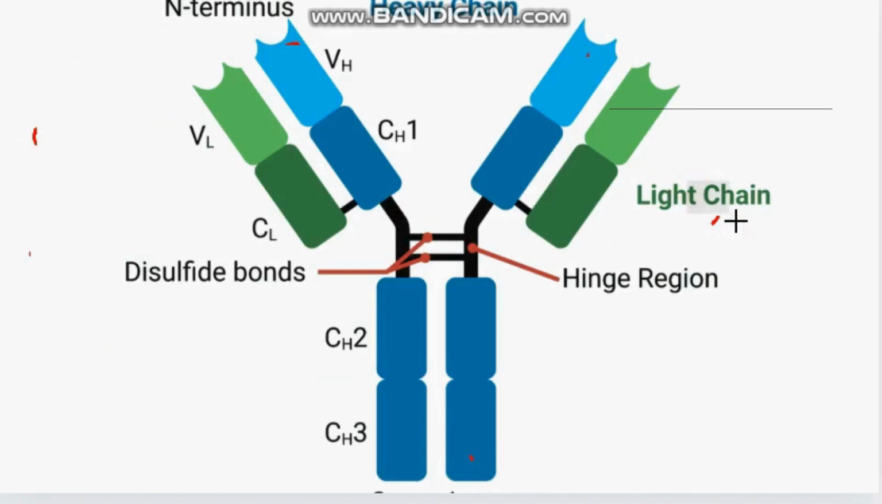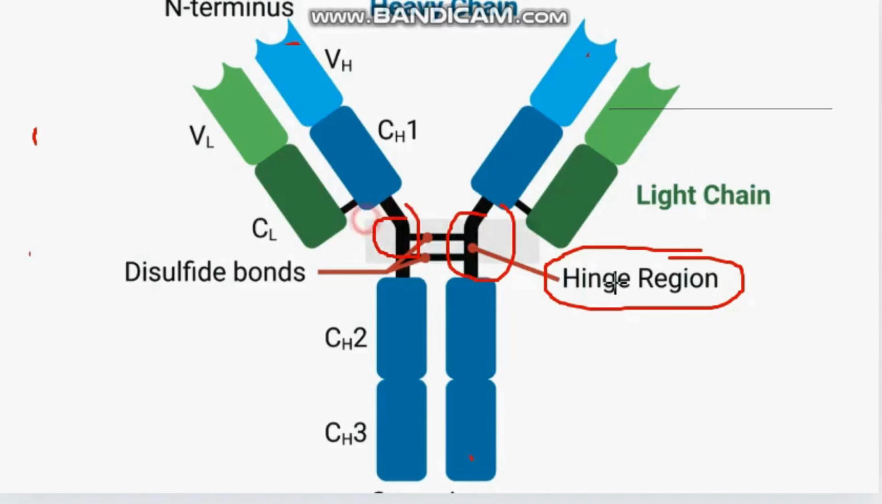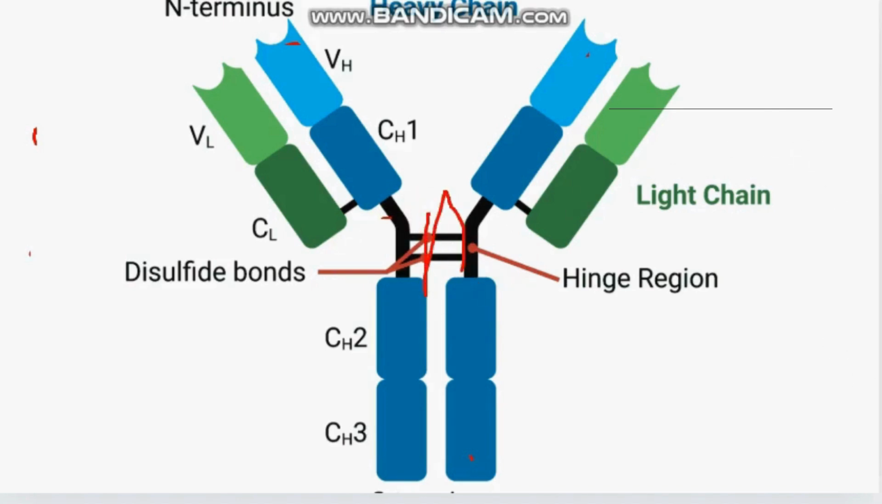Now we are moving towards the other parts. Another thing here is the hinge region. Hinge region means this portion. It will provide the flexibility. These are the bonds, the disulfide bonds. Here we can see the disulfide bonds.